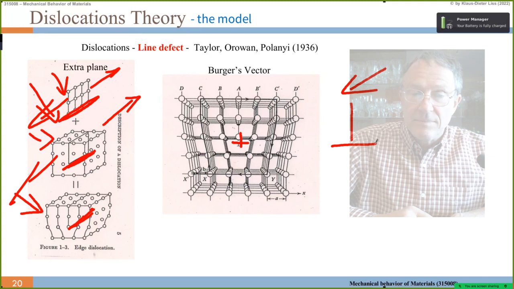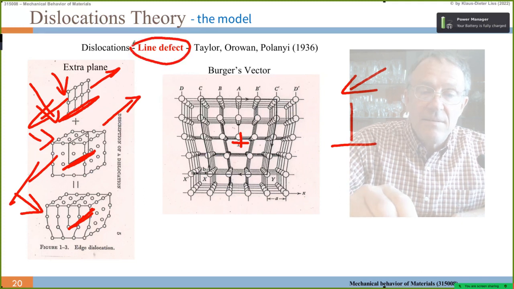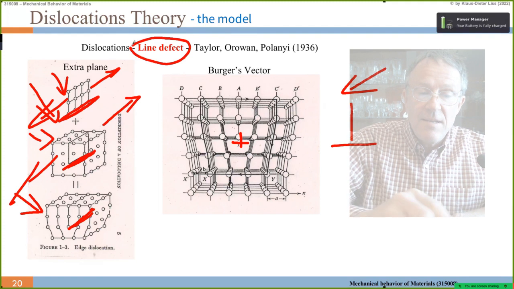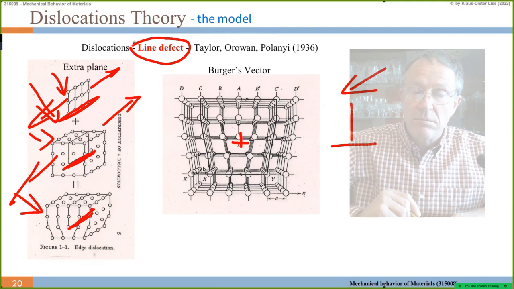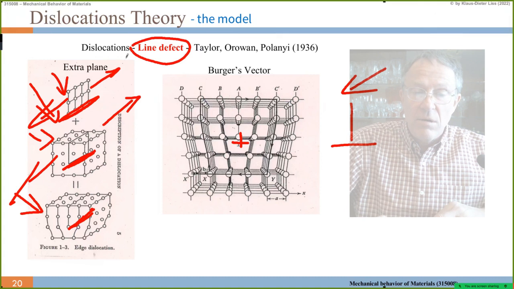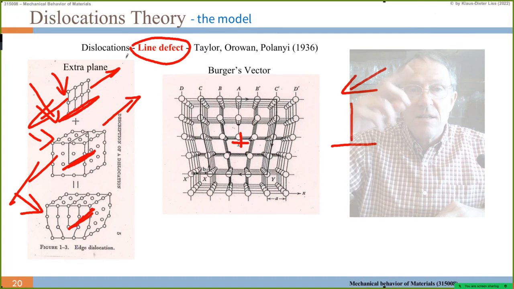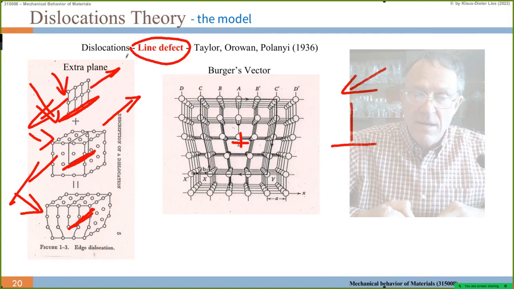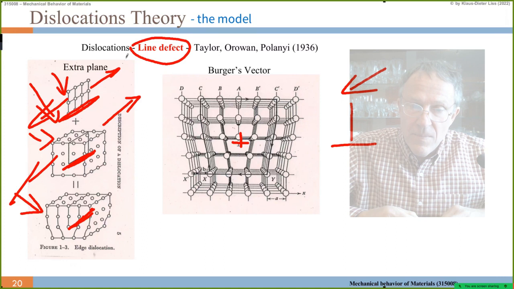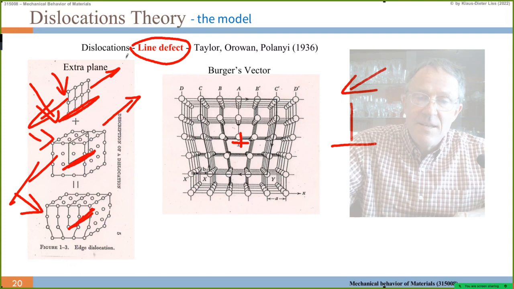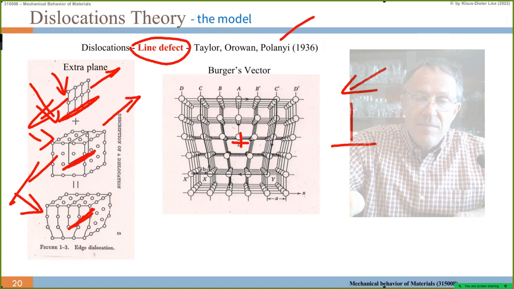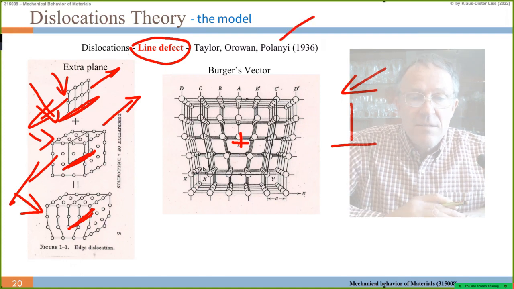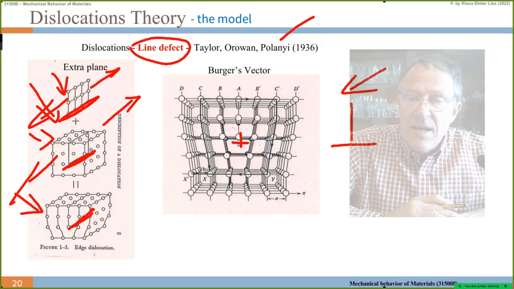This is a line defect, because in the other dimension the line is long. This is an approximation, infinitely long. Later we can see it curves, it can loop and so on. But it is a line defect. It has been postulated by Taylor, Orowan and Polanyi in 1936.